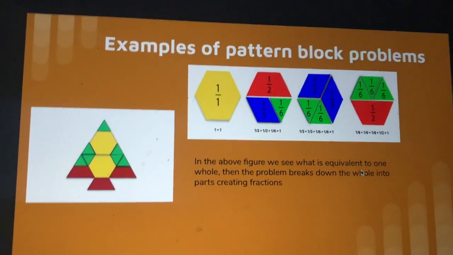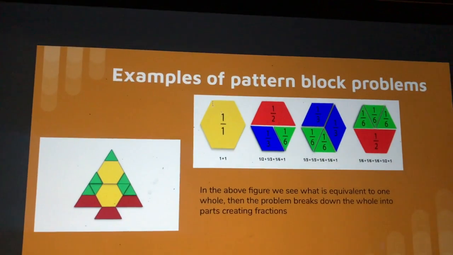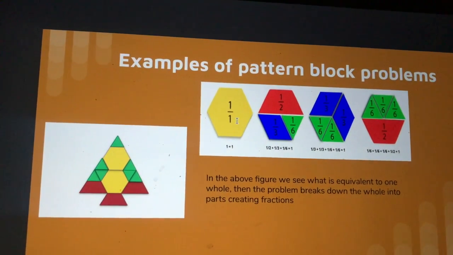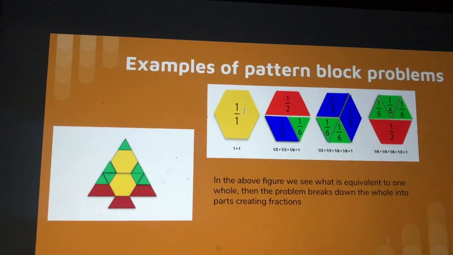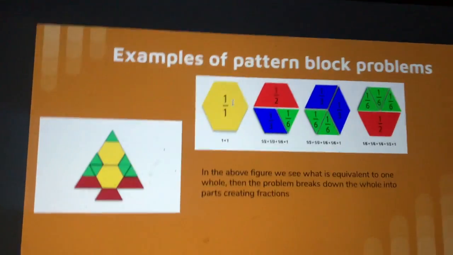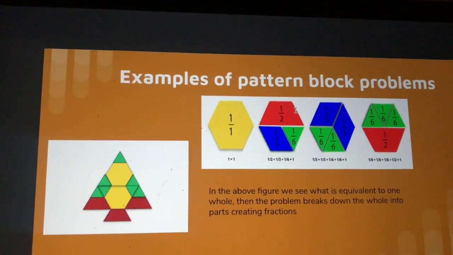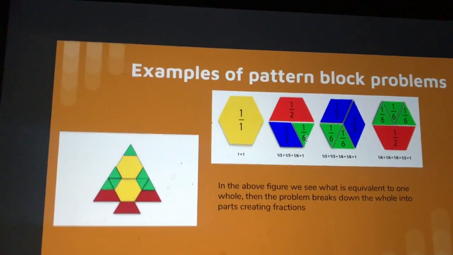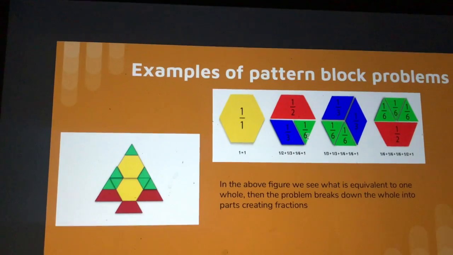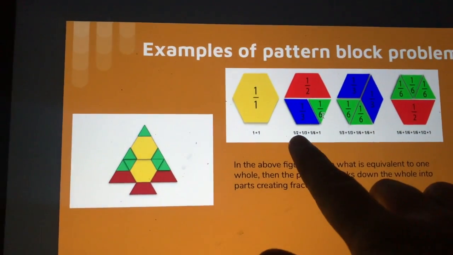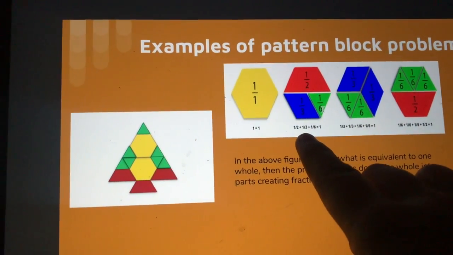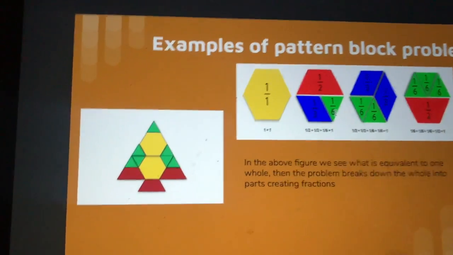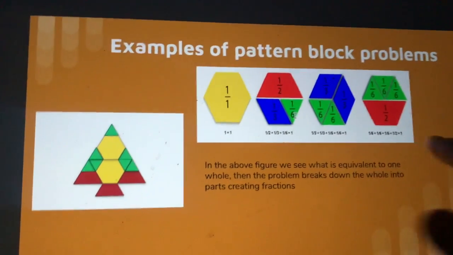Examples of the pattern block problems, as you can see, I'm sorry, I don't remember the name of this shape, but it's one whole. And then the red shape identifies half of the whole, the blue is a third, and the green, which is the triangle, identifies a sixth. And below we have math problems, so a half plus a third plus a sixth equals the whole. And then we have some other examples.